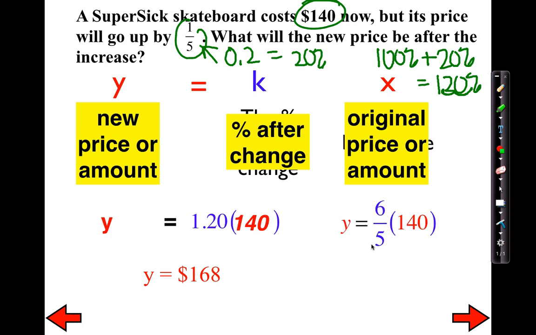But wait, would there be a different way? Yes, you could have also thought of it as 6/5. How did we get 6/5? Well, because 1/5 plus a whole number, which we can say plus 5/5 if that helps, because that's a whole. 5 divided by 5 is 1, would give us 6/5. Now, do you think this would give us the same answer? The answer is yes. It would still be $168.